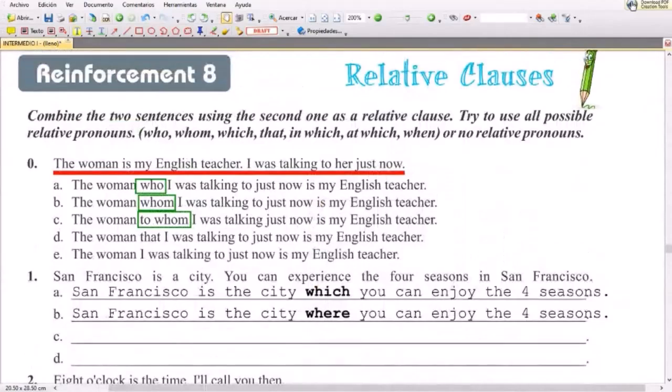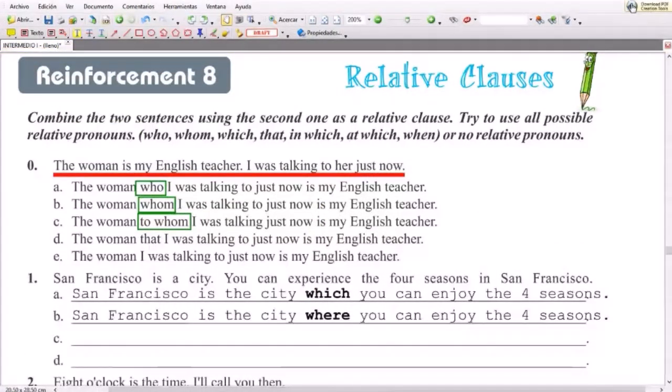Okay, let's check. In this case, Anna, they say A, B, C, D, but it's not mandatory that you have to create or make 4 sentences. You're trying to use all as possible. But if you just find 2 or 3 possible answers, it's great. So in this case, in which, at which, are the same as working with which. The difference is how specific you want to be.